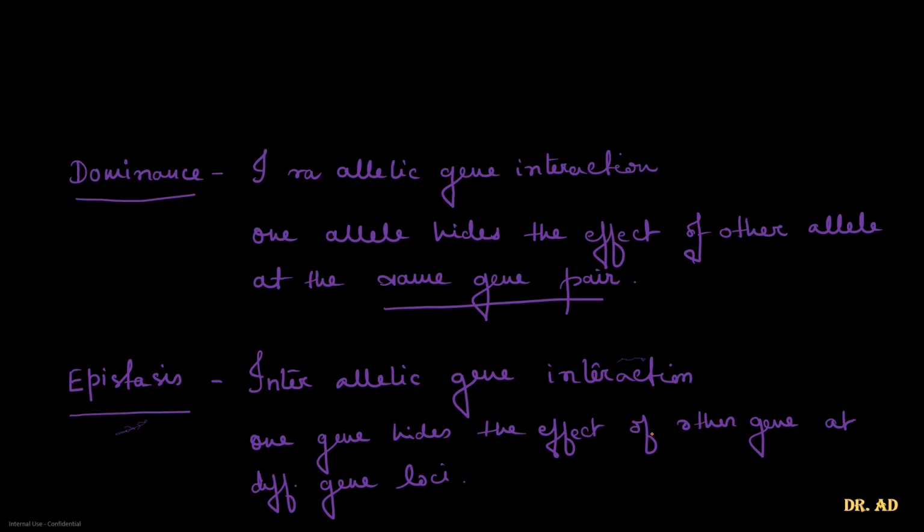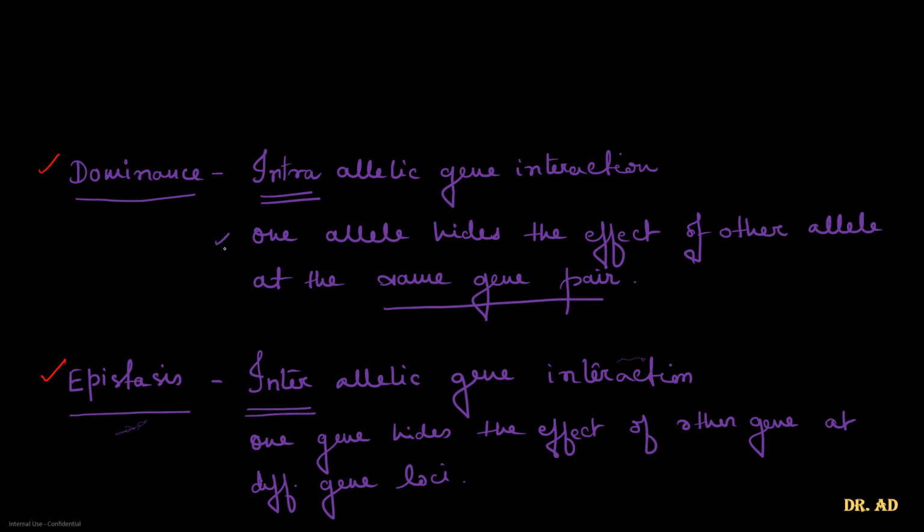Now see, before I move into the detailed discussion, I said that epistatic interaction is associated with masking the effect of the phenotypic expression of another gene. Students often get confused between these two terms, dominance and epistasis. Always remember, dominance is intra-allelic gene interaction, whereas epistasis is inter-allelic gene interaction.